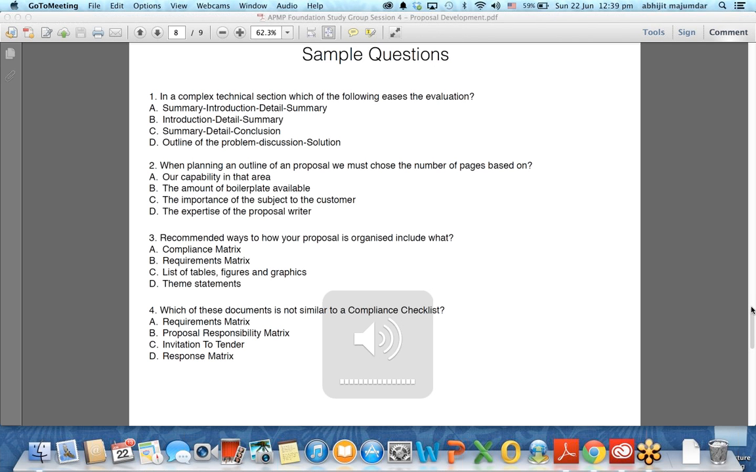Abhijit, it's agreed on the point that executives are going to read the executive summary. The only point which one of the... Rahul, your voice is very low. Can you speak a little louder? Sure. Can you hear me now? Yeah, yeah, I can hear you.